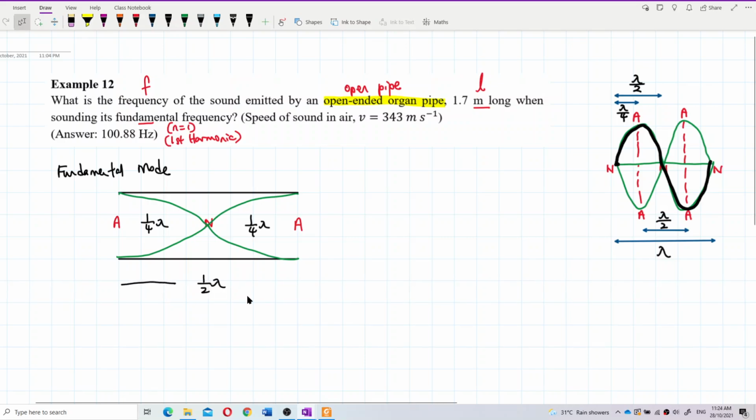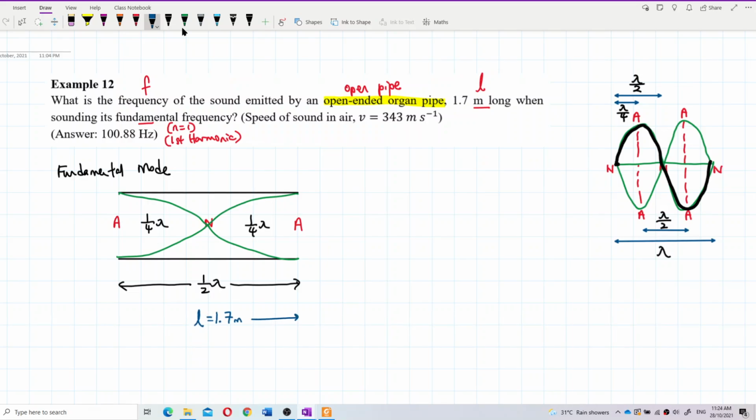Okay, that's for the whole. Antinode to antinode is half wavelength. From antinode to node is 1/4. Node to antinode is also 1/4. Also, it gives you the length already, 1.7 meter long. The length of the whole wire, the whole pipe, is 1.7 meter long. It also gives you the speed of sound in air.